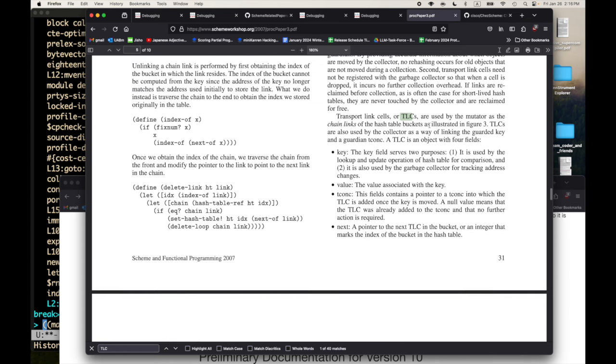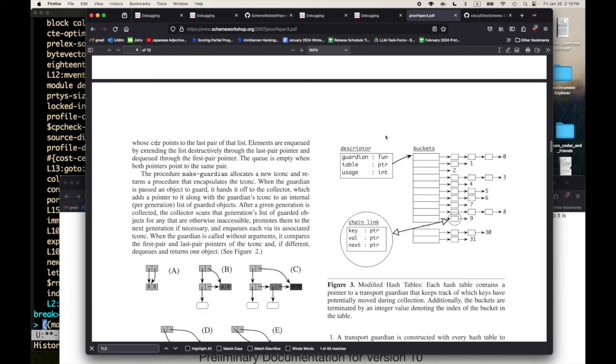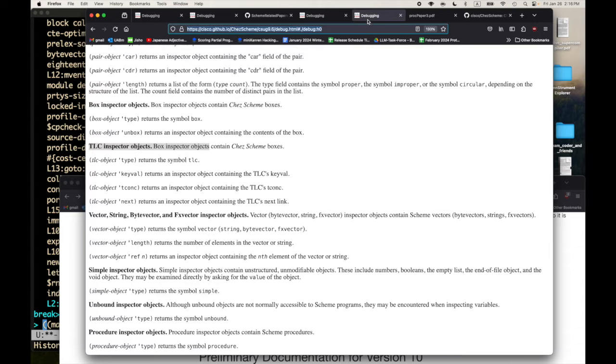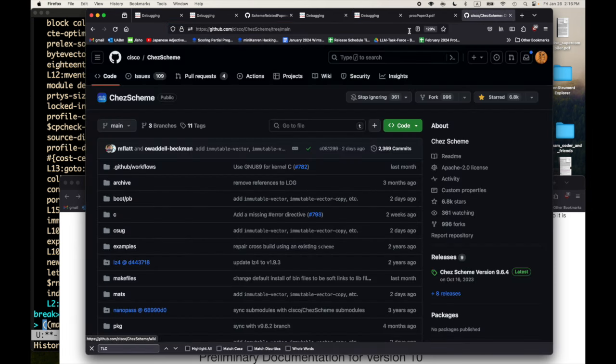I mean, we can talk about that. But it turns out that these TLC things are transport link cells. I never heard that term before. It has to do with the way they implement these hash tables. So this documentation should say a transport link cell inspector object. I think there's just a little copy and paste mistake. And I think I found one or two other typos.